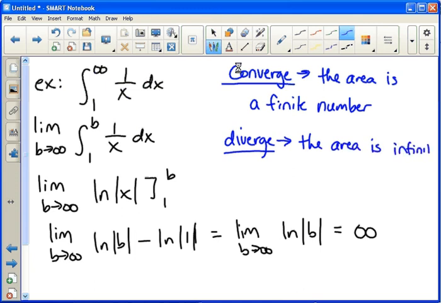So we're going to be using these words a lot in Calc BC. So the idea here is converge gives you an actual number, whereas diverge gives you infinity, or sometimes in some scenarios we'll see it just gives you does not exist. I don't think that so much applies in improper integrals, but it will for some things we do later on. So converge, you get a finite number. Diverge, you get infinity, or does not exist.